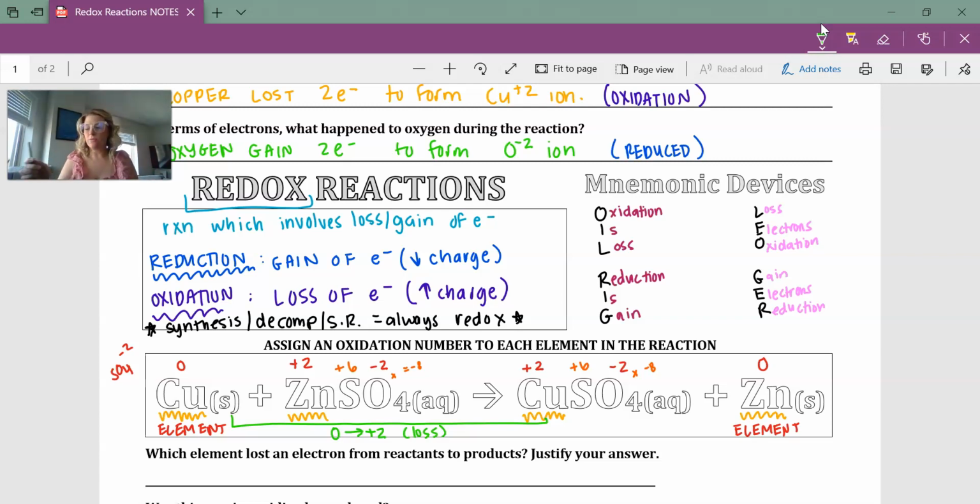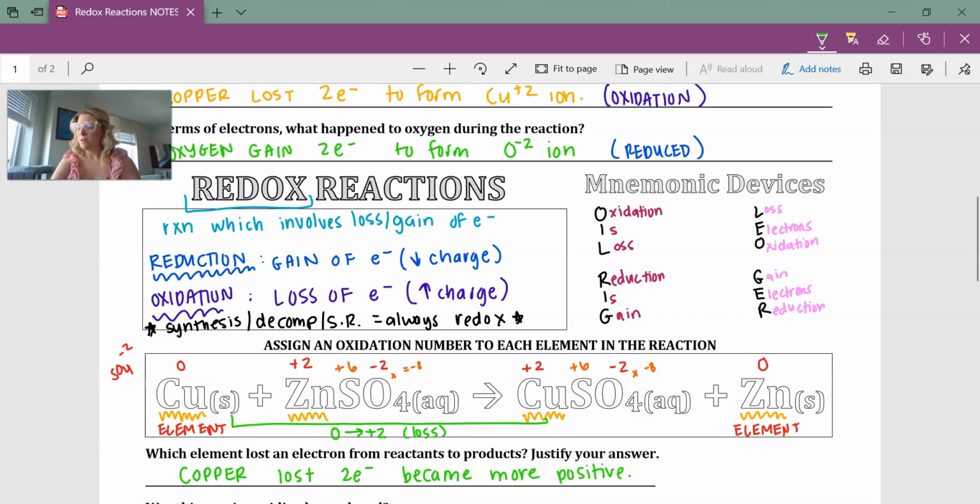So our element that lost the electron, okay, was going to be the copper, okay, because it went from 0 to 2 and it became more positive.